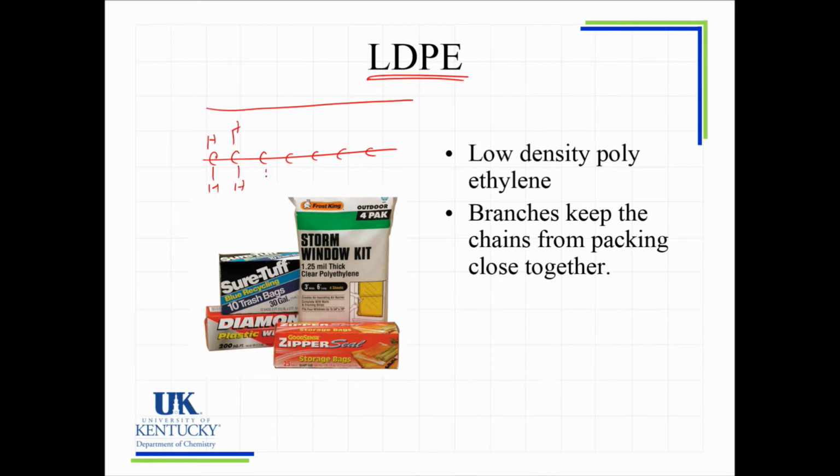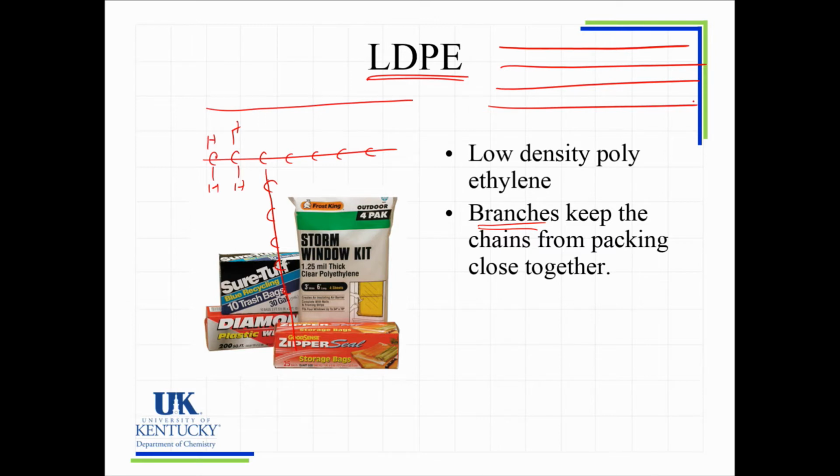But what happens is we end up getting some branching. Okay, so if we didn't have branches, then these long chains of carbons could pack together nicely. But as soon as you put these branches in there, to where some of them have got branches, then we can't put the next one right up next to it very easily. So it might have to be out here with its branches.